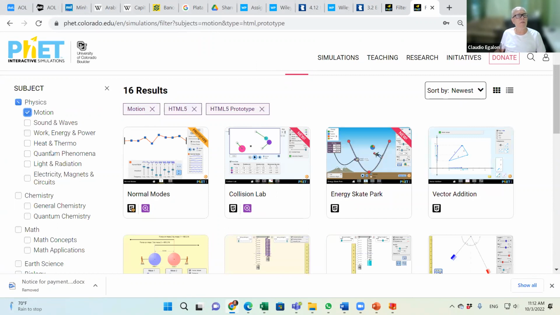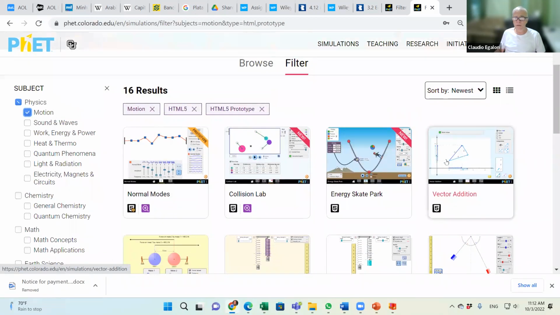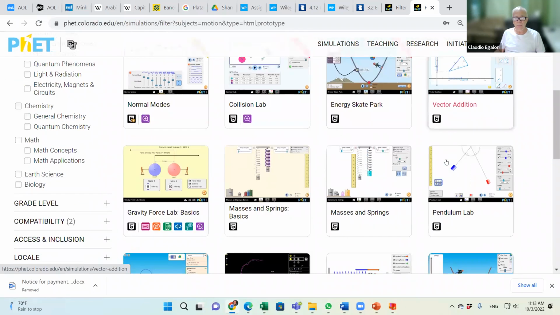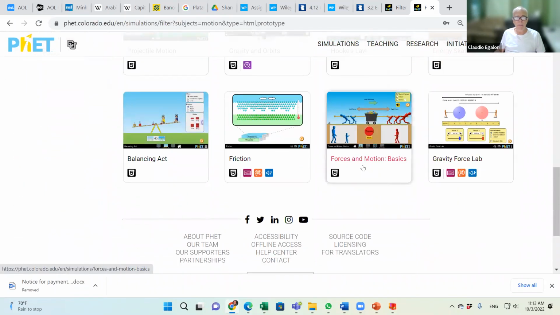Sound of waves by the end of the semester. Okay, work and energy, we're going to get to see that soon. You can see that we have vector addition. So if you want to practice all those concepts that we are working on, take a look at those simulators. What we are doing right now is this one here, forces and motion.